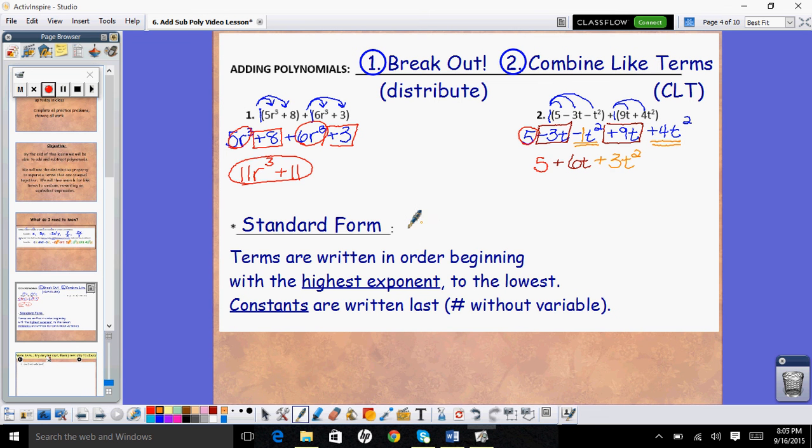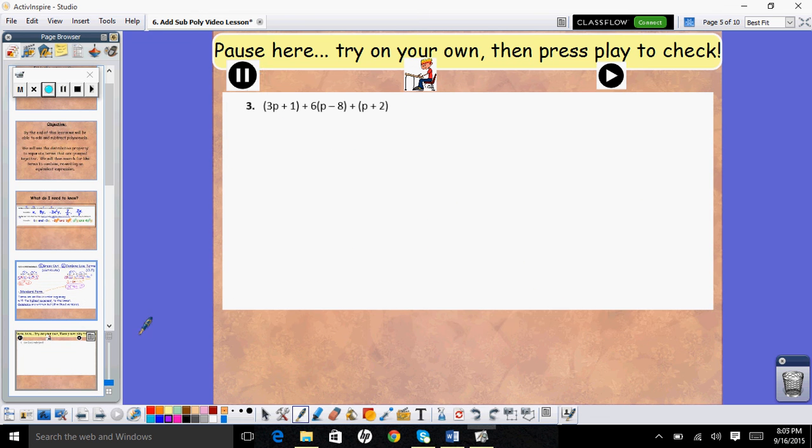However, if I want to worry about standard form, I have to rewrite it in the correct order. The term with the highest exponent goes first. 3t squared has the highest exponent. Remember, it does not matter about coefficient. And then 6t, and then 5 goes at the end because it is a constant. This would be my final answer for number 2. Pause the video here, try this problem on your own, and then press play and check your answer.